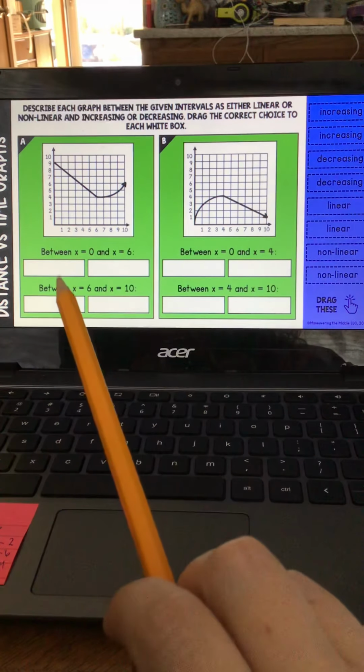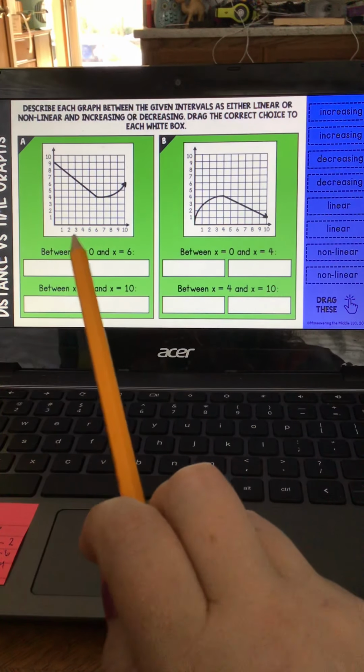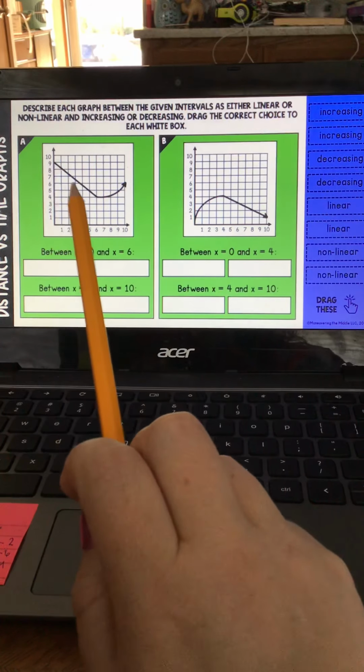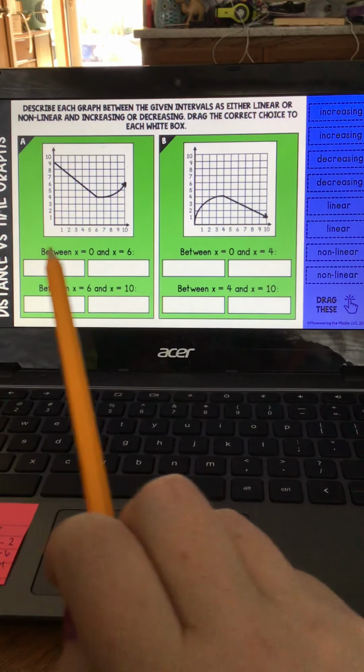So for the first 2 slides, they're saying between 0 and 6. If you look at your graph between 0 and 6, what is your graph doing? Well, obviously it is going down, so it is decreasing. And does it appear to be a straight line? Yes. So this would be decreasing linear.